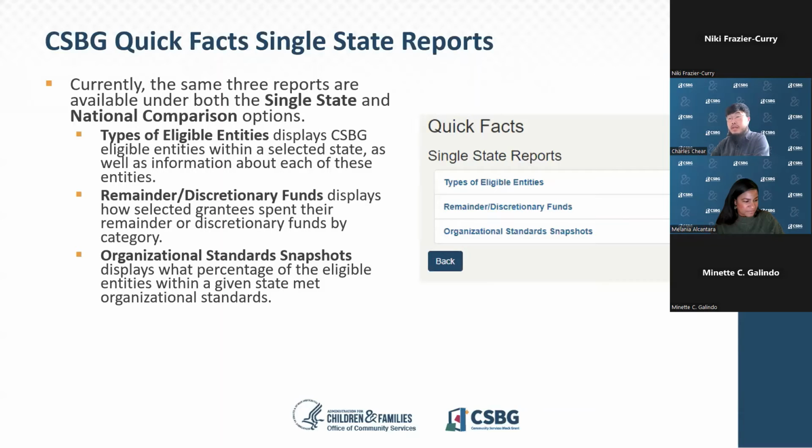Although it is not on this slide, we are also actively working on adding Quick Facts reports for questions such as how are CSBG funds allocated? How many individuals and households does CSBG serve? Who does CSBG serve by gender, ethnicity, and race? And who does CSBG serve by age range? We won't demonstrate the use of Quick Facts today, but we anticipate demonstrating this in the near future.